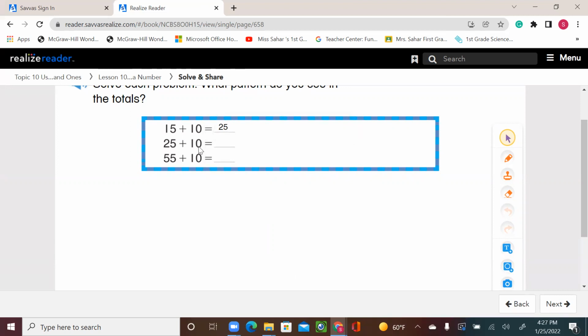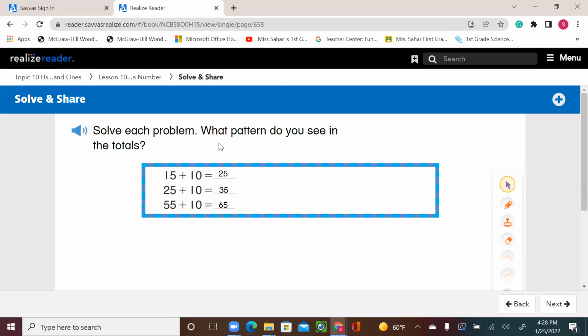All right, 25 plus 10. I know that means I have 2 tens plus 1 ten. That's 3, so 30, and my 5 ones remain the same. So 35. All right, 55 plus 10. Again, 5 tens plus 1 ten, that's 6, so 65. Very good. Let's write down 65. All right, so I have the pattern, do you see? 25, 35, 65. So as we see here, it's been increased by 10.